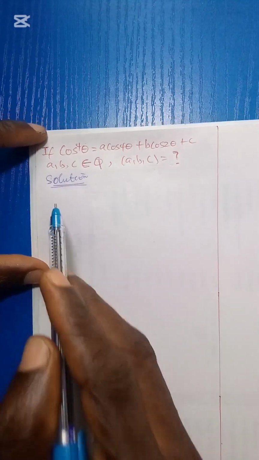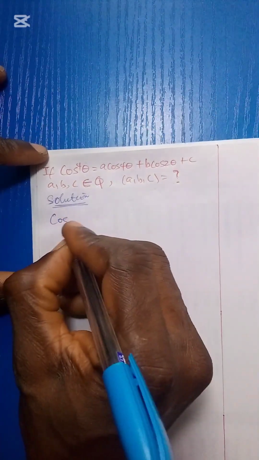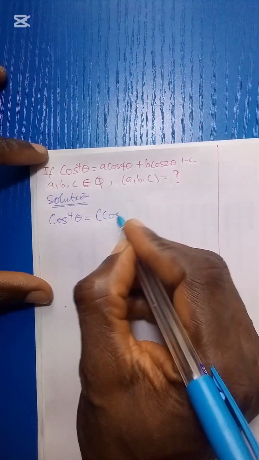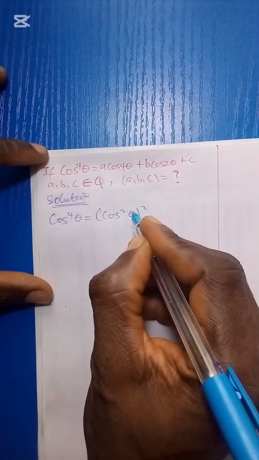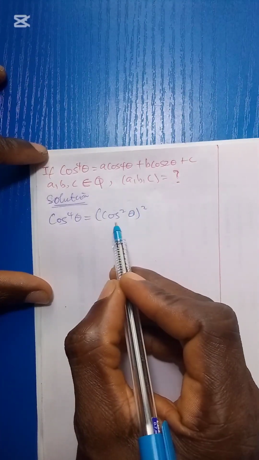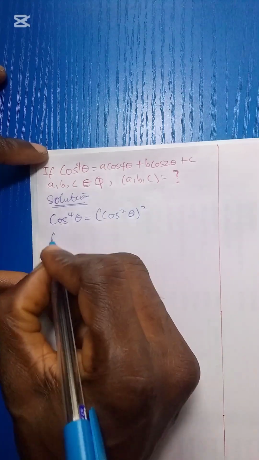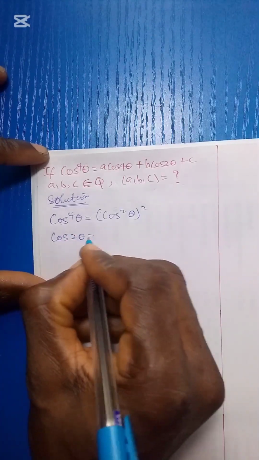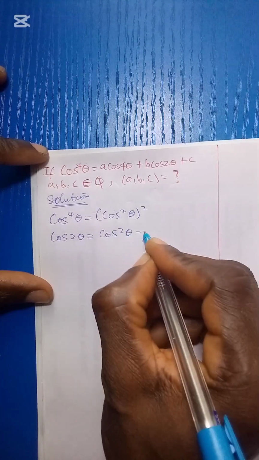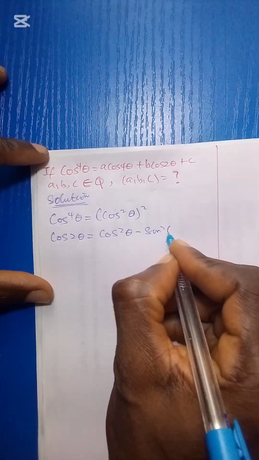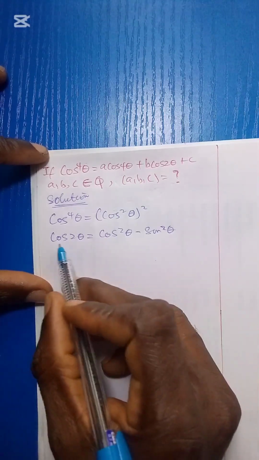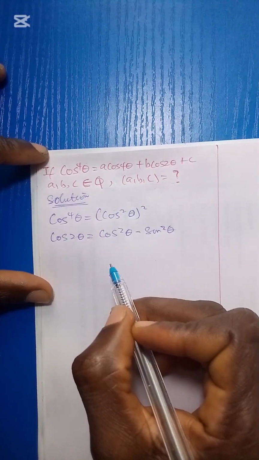Now, to solve the problem, I will first of all take cos raised to power 4 theta and rewrite it as cos square theta all raised to power 2. Now, I will look for a way to write an equivalent of this. So if I have cos 2 theta, I can expand it using cos square theta minus sine square theta. This is the trig identity of this. So I'll expand this using these trig identities.